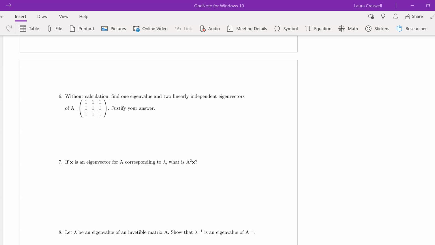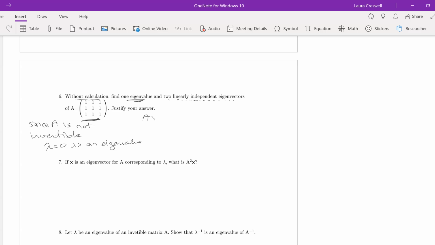Using what we just learned, I can look at this matrix here, and I can see that it is not invertible. So this is saying, without calculation, find an eigenvalue. Oh, I know, because I'll just say since A is not invertible, lambda equals 0 is an eigenvalue. Okay, then I'm being asked to find two linearly independent eigenvectors.